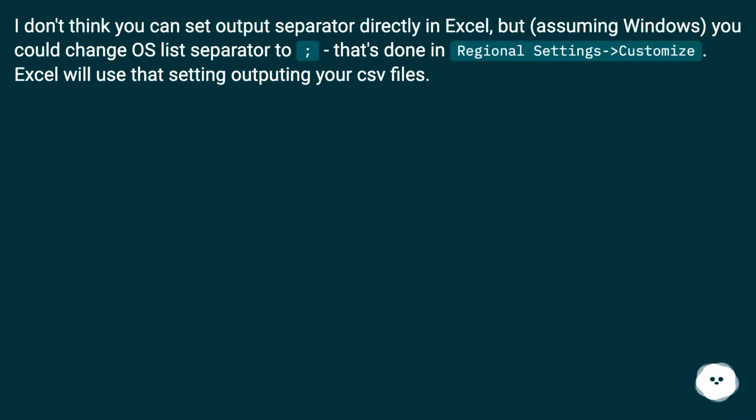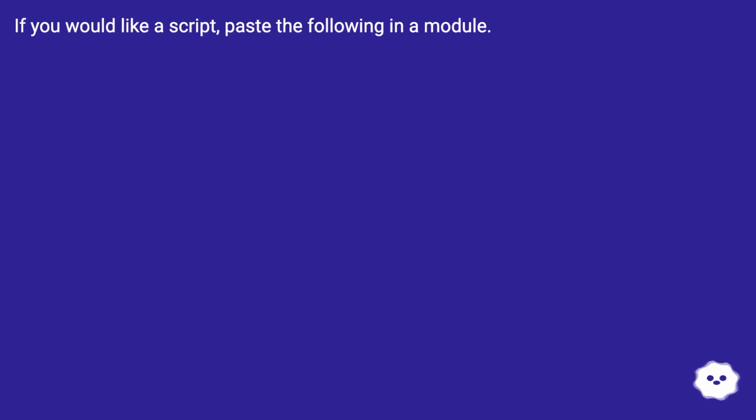I don't think you can set the output separator directly in Excel, but, assuming Windows, you could change the OS list separator to a semicolon. That's done in Regional Settings, Customize. Excel will use that setting when outputting your CSV files. If you would like a script, paste the following in a module.